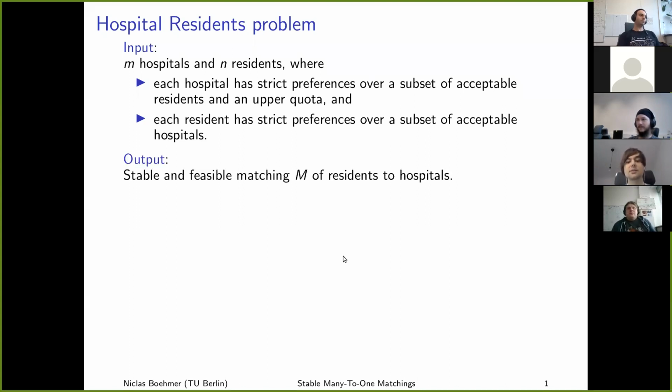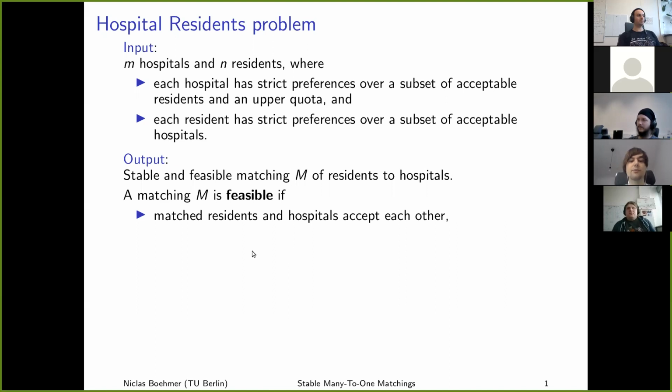The task is to find a matching M of residents to hospitals, where we want the matching to be first of all feasible and then also stable. For this, we need to define what stable and feasible mean. For feasibility, we require that only residents and hospitals that accept each other are matched to each other. Both of them need to be, in principle, okay with being matched to each other. Then we require that each resident is matched at most once, so each resident can only be part of one edge included in the matching.